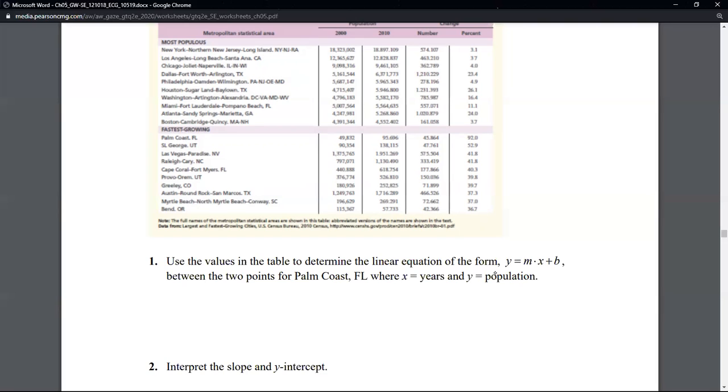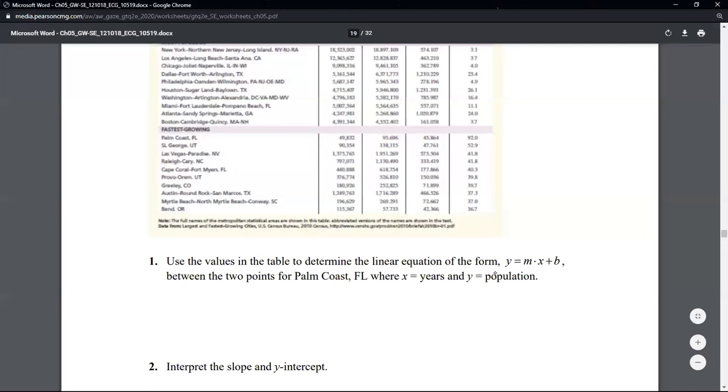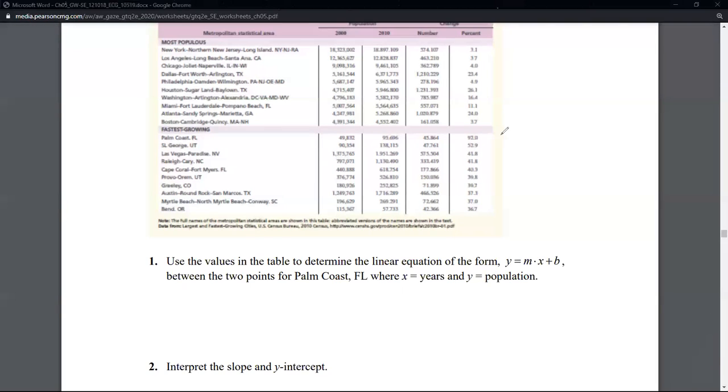Okay, so we're using these two numbers, the 49,000 and the 95,000. So how do we come up with the m and the x and the b? Well, y and x are going to be... I'm sorry, what did I just say? Y and x are numbers? No, y and x are going to be the variables in the final equation. It's going to be something like y equals 3x plus 5. That's what we're after.